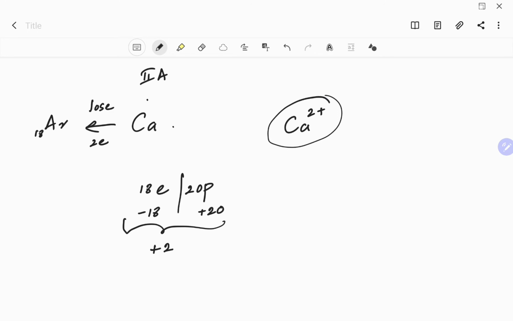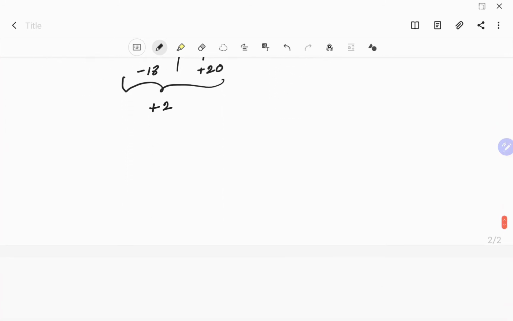So let's talk about oxygen. Oxygen is in group 6A, which means oxygen has 6 valence electrons. 1, 2, 3, 4, 5 and 6. So as you can see, it needs 2 more electrons to achieve the noble gas configuration. Okay, so if oxygen can find 2 more electrons, if it gains 2 electrons, then it will achieve the noble gas configuration of neon.